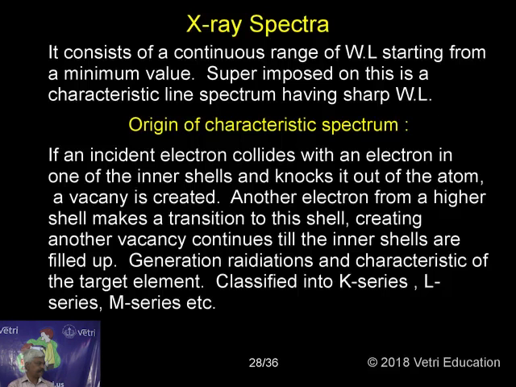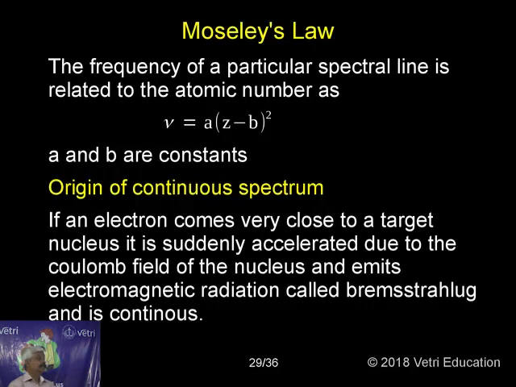Generation, radiation, and the characteristics of the target element classified into K series, L series, and M series. So this was explained by the law. That law is called Moseley's law.